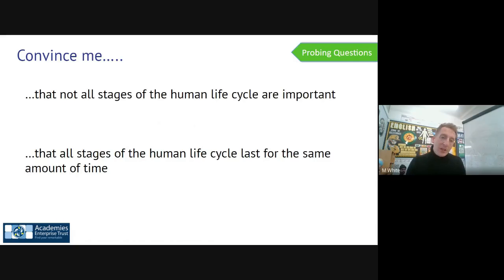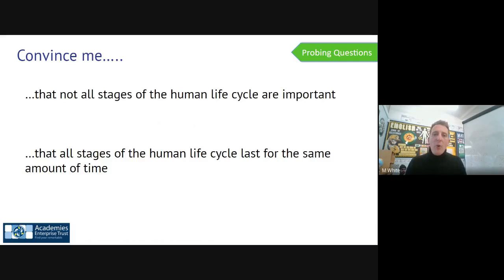The second part says, convince me that all stages of the human life cycle last for the same amount of time. So what that means is, are we a toddler for the same amount of time as we're an adult? Are we an adolescent for the same amount of time as we are elderly, for example?